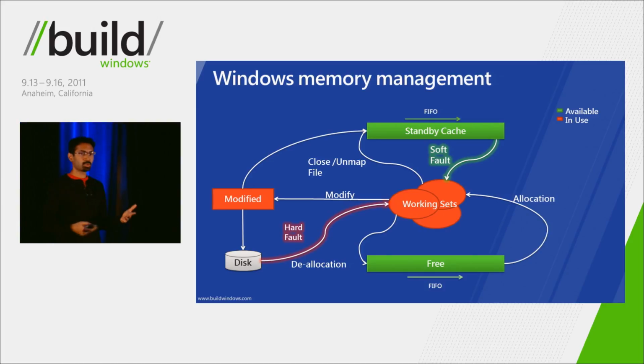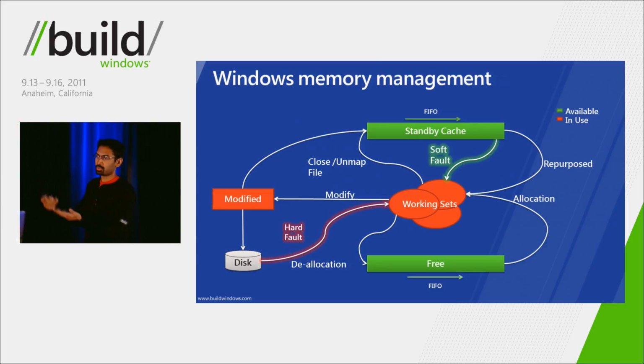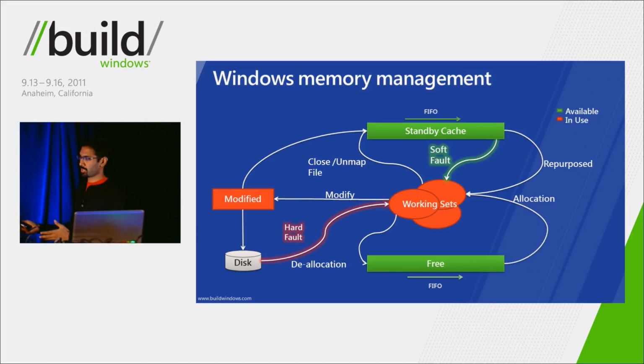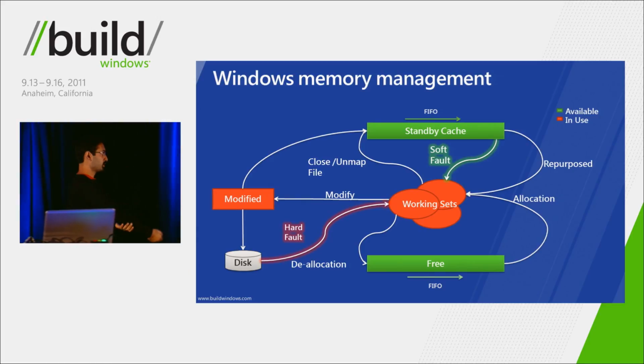Now think of a case where, before you went back to modifying the document again, some other application came up, read a whole bunch of files, and then closed them. Where does that go? We put that on the standby cache as well. And that could fill up the standby cache. If Word still needs to allocate something, we repurpose things from the standby cache. So the document that you were modifying could actually be out of physical memory, and then Word would have to go to disk to pick it up.